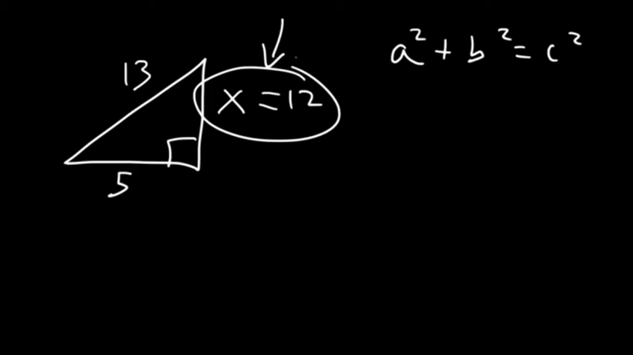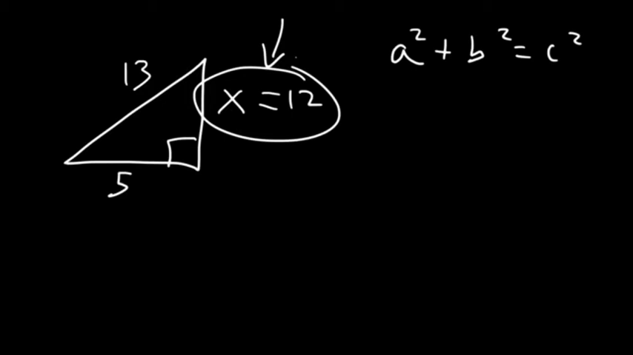The first one is associated with the 7, 24, 25 triangle. Therefore, x is 25. Now for the second one, it's associated with the 8, 15, 17 triangle. We have 15 and 17, so the missing side has to be 8.